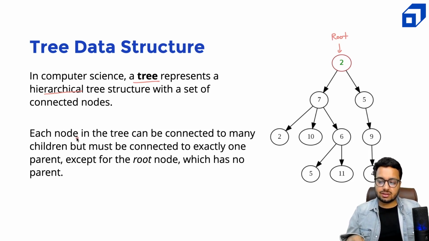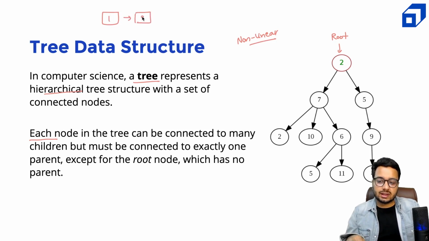So in this structure, each node in the tree can be connected to many children. So this is a non-linear data structure. The first non-linear data structure that we are covering is a tree. So far we have talked about array, we have talked about linked list. All of those data structures were linear data structures because they were following a sequence. Here there is no sequence, here there is a hierarchy, right? So each node can be connected to many children.